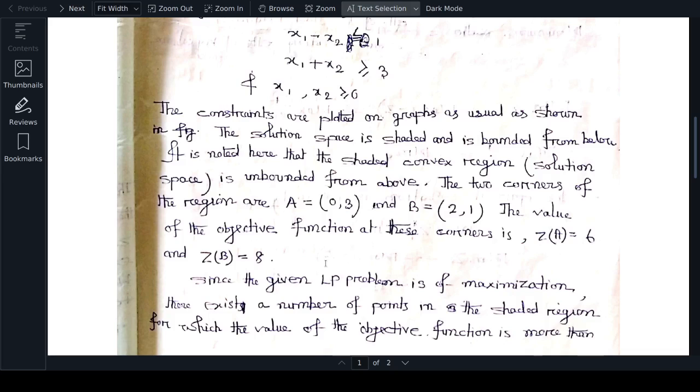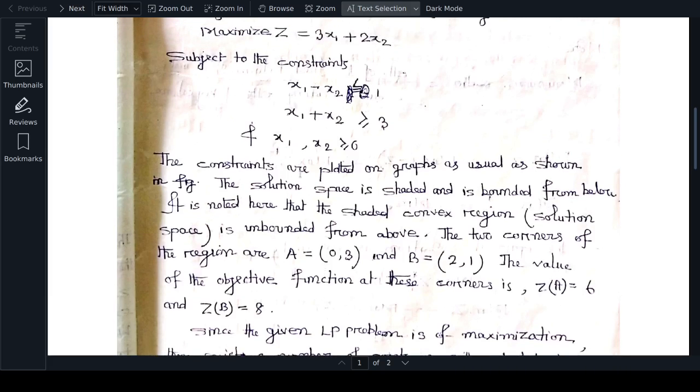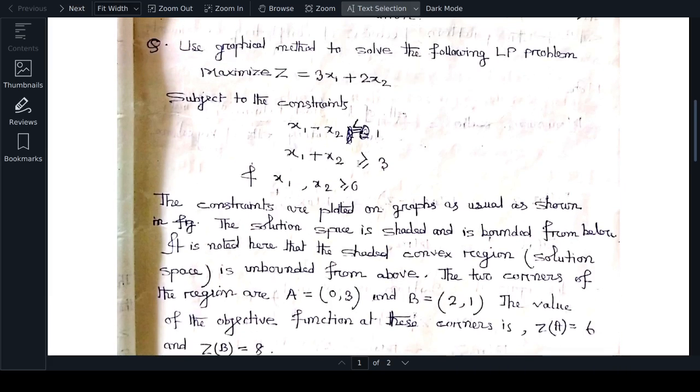Because the number of variables is 2. If it is more than 2, then we use another method. So here you see, how many variables? 2 variables. You will not see the number of constants, only the variables. Variable means x1, x2. Up to 2 variables we can solve graphically. So we can solve it by graphical method.